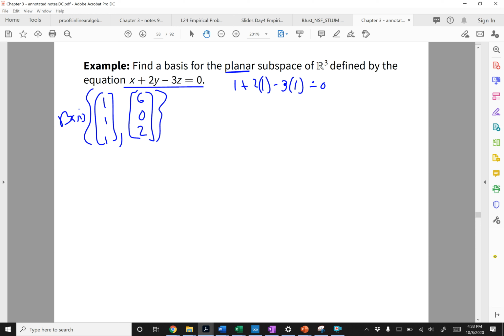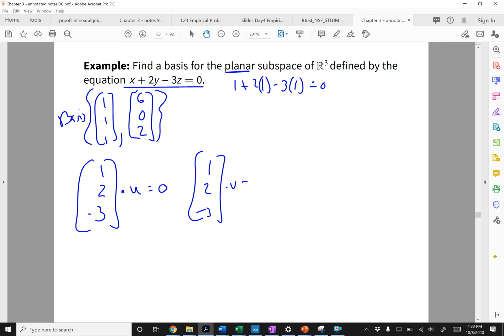Another way to do this problem is we know the vector 1, 2, negative 3 is normal to that plane. The coefficients 1, 2, and a minus 3 create a vector that's normal. So we could pick any 2 vectors. We'll pick a vector u where that dot product is 0. Pick another one, v, where that dot product is 0. And as long as u and v are linearly independent, then we would be good.